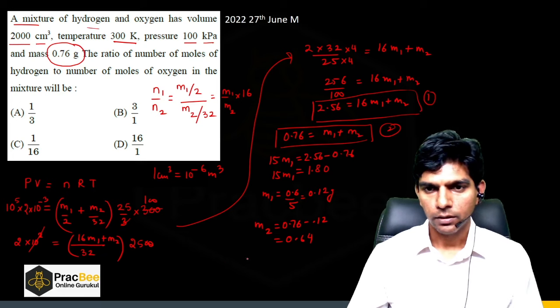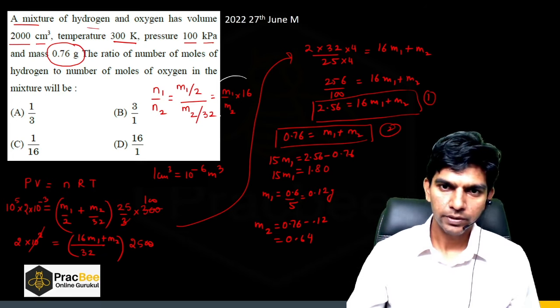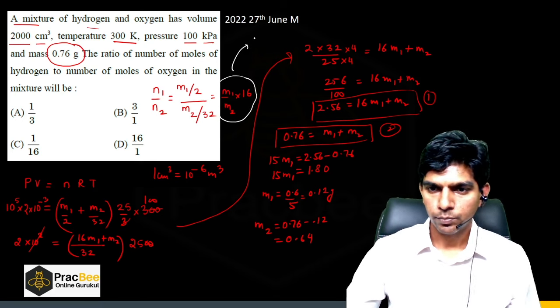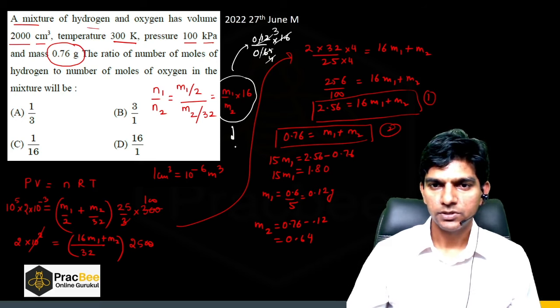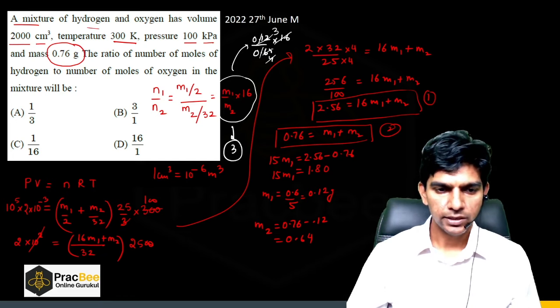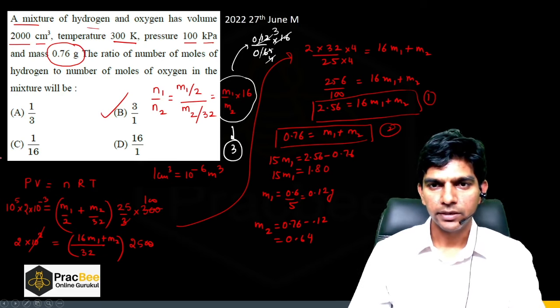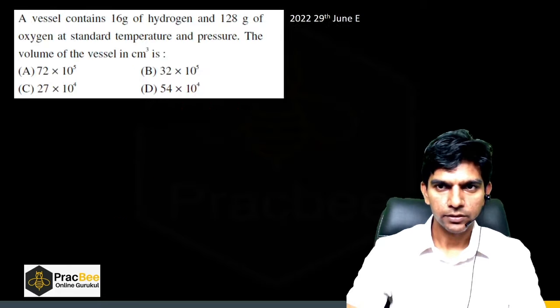Now we have to find this value, M1 by M2 times 16. So this will be 0.12 divided by 0.64 times 16. Now the decimals will get eliminated, so this will be 4, this will be 3. So this comes out to be 3. So the answer is option B. A slightly lengthy question, but easy question. I hope the concept is clear. Now let us move to the second question. Next question.